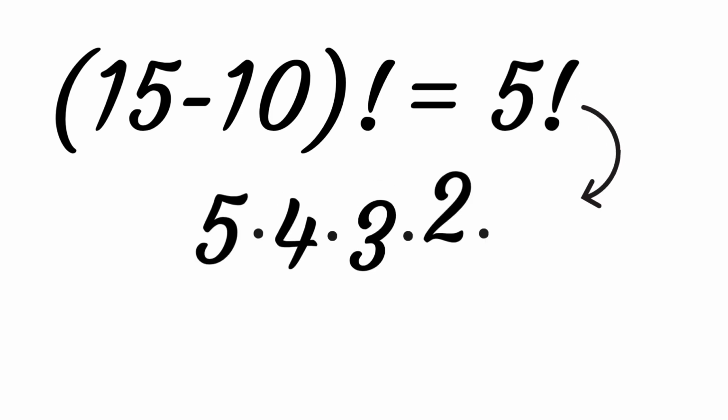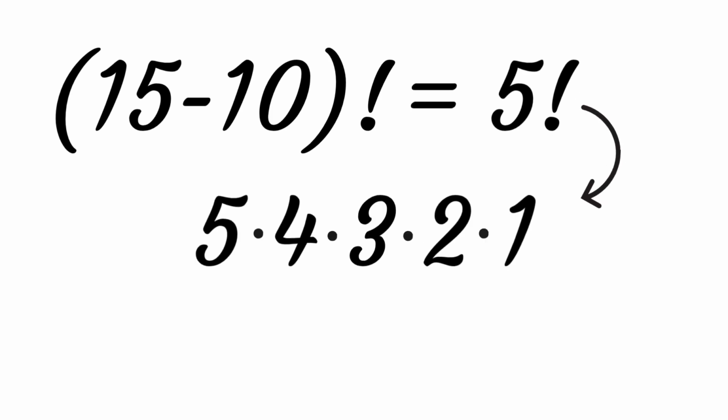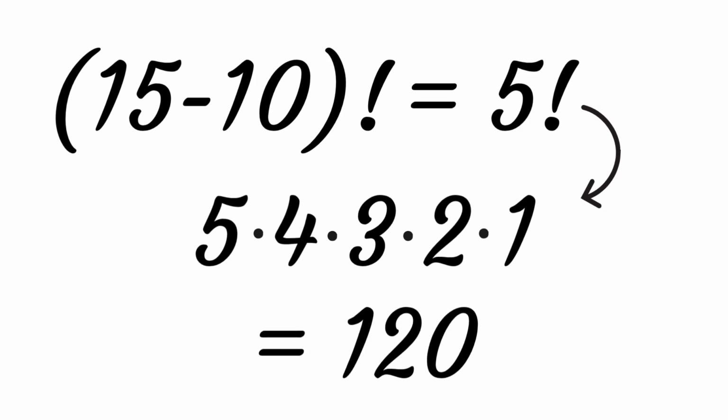In another example, in parentheses 15 minus 10 factorial, we do parentheses first, giving us 5 factorial, and that turns into 5 times 4 times 3 times 2 times 1. And to solve this, we just multiply, giving us 120 as our final answer.